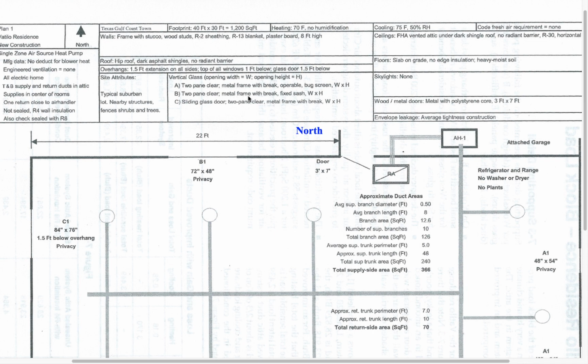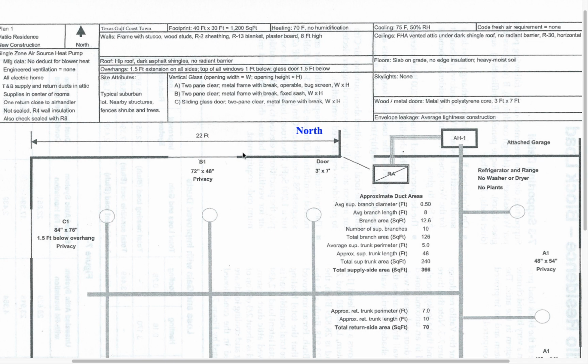Metal frame means that it is a metal window. This is an actual metal window. It could be aluminum, could be steel. With a break means it has a little rubber gasket all the way around it, so it's not just glass to metal contact in the frame. Fixed sash means it does not open. It is just a straight up window. It doesn't open. It's just two panes of glass in a metal frame with a break.